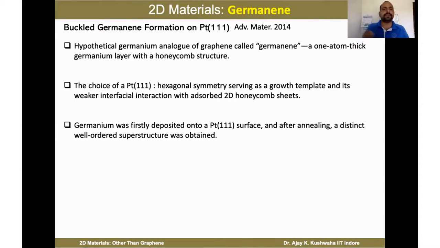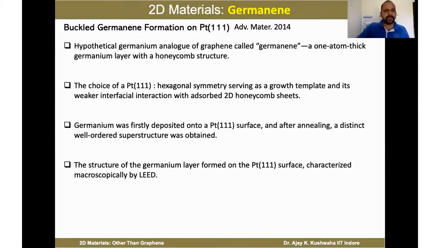Otherwise, if there is too much affinity, it is very difficult to control single layer growth. We are going to have multiple layers. So that affinity is not that great, and we are just going to have very few atoms, only mono, bilayer or trilayers. Germanium was first deposited onto a platinum substrate, and after annealing, a distinct well-ordered superstructure was obtained. The structure of germanene formed on the platinum 111 substrate was then characterized by LEED.